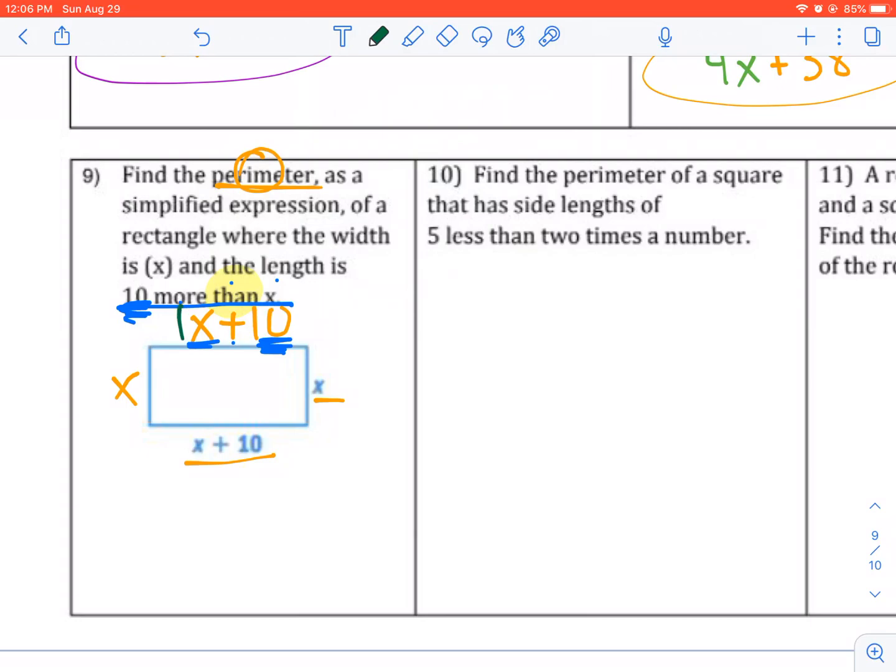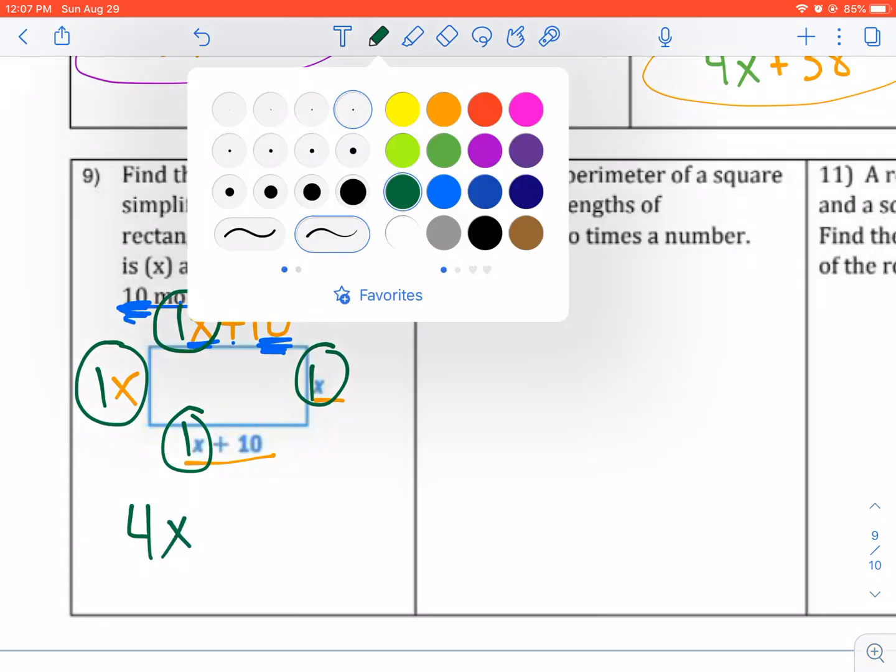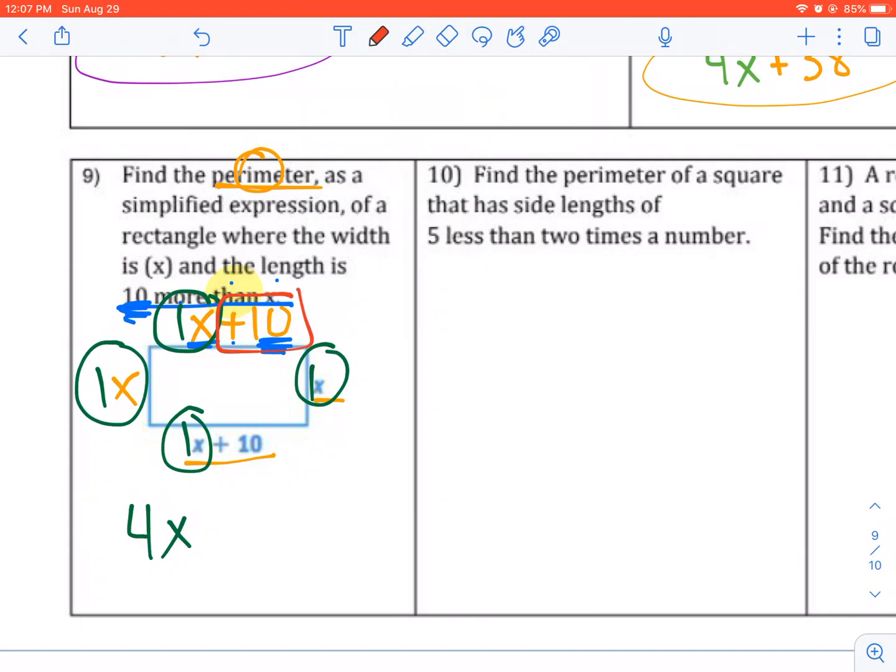So I'm going to go around and I'm going to put 1's in front of all those x's because that's just 1x. And now I'm going to combine them. 1x plus 1x plus another x plus another x. I have 4 x's all together. Then we have our 10 and another 10. 10 plus 10 is 20. Final answer for perimeter of the rectangle.